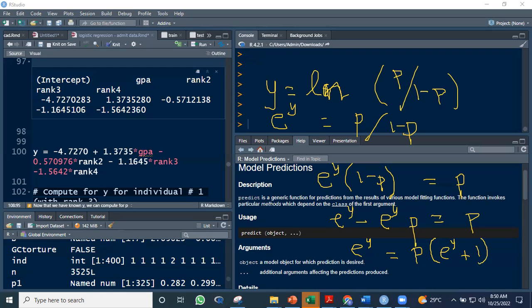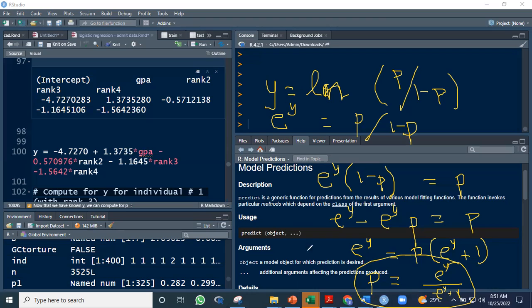Yan. Okay? Therefore, p now is your e to the y over e to the y plus 1. Yan. So this is now the conversion. If we know y, we can solve for p. Okay? So what the model will give us is the y value, log odds ratio. But we don't need the log odds ratio. What we want rather is the probability. Probability ang gusto natin. Okay?